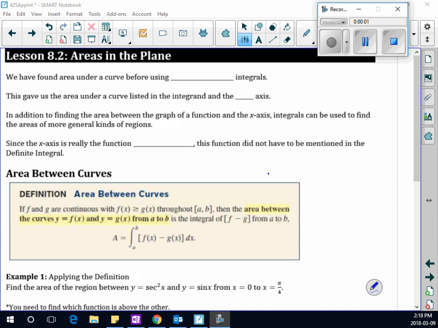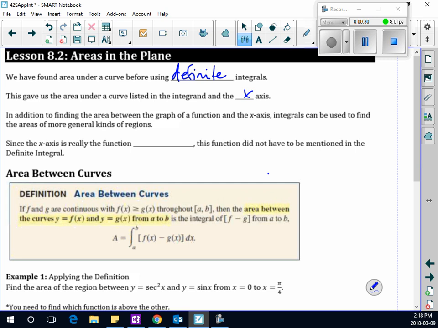Area under a curve, before using definite integrals. This gave us the area under a curve listed in the integrand and the x-axis. Very good. In addition to finding the area between the graph of a function and the x-axis, integrals can be used to find the areas of more general kinds of regions, and that's what we're doing today.